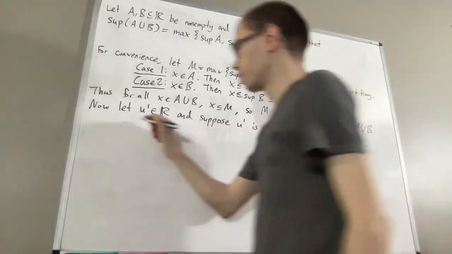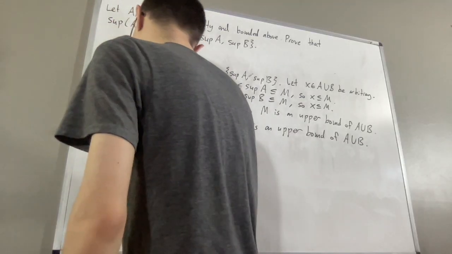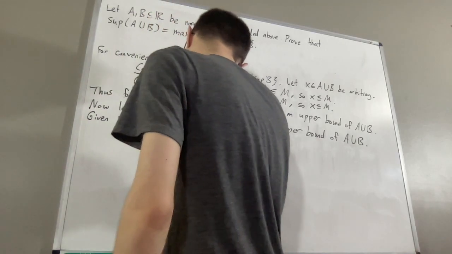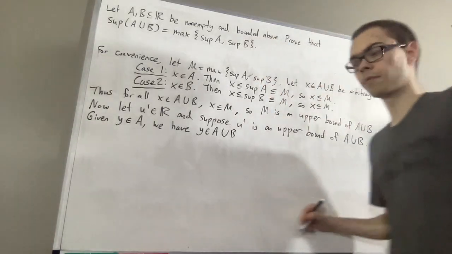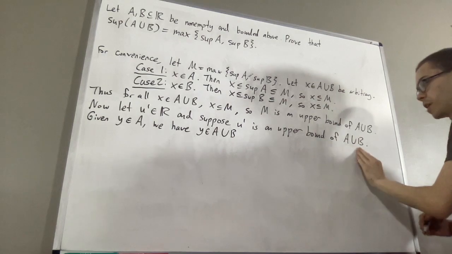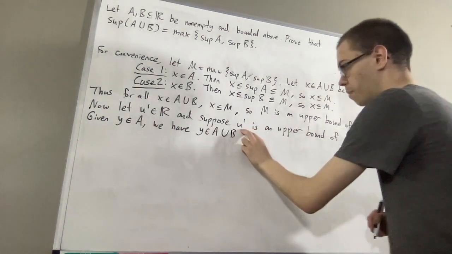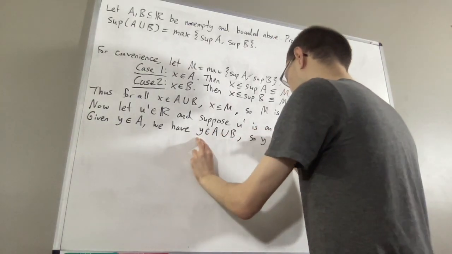So instead of calling it x, I'm going to call it y. Given y is an element of A, then y must be an element of the union of A and B. Remember, since u prime is an upper bound of the union of A and B, every element of the union of A and B is less than or equal to u prime. So in particular, y is less than or equal to u prime.